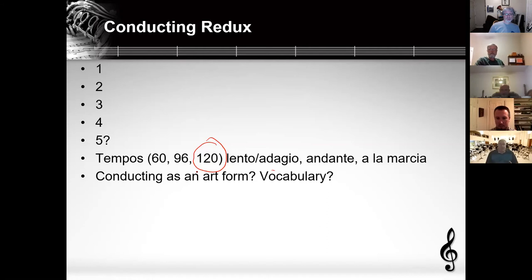And so let's find out how close Robert was. Robert was slow. Not too slow, but slow enough. That's 120. All right, so if that's 120, and that's march tempo, that's that third one that gets put in there, a la marcha.